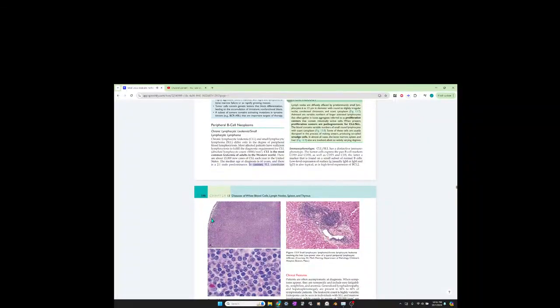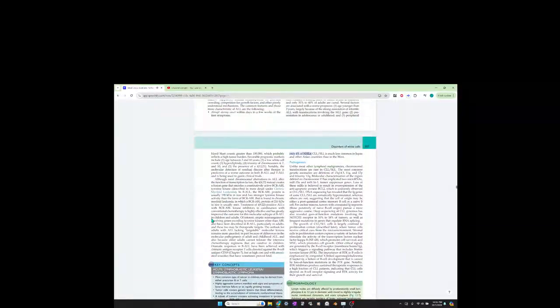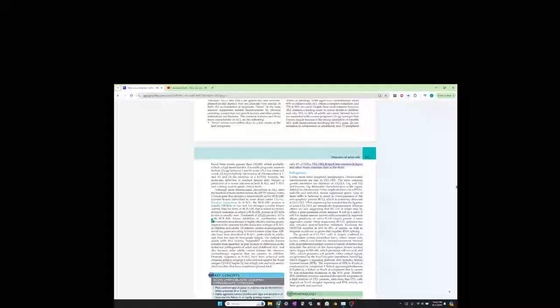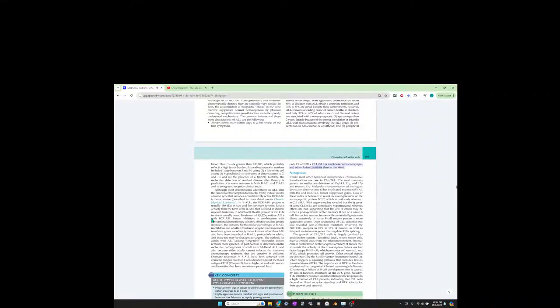In contrast, SLL constitutes only of NHLs. CLL, SLL is much less common in Japan and other Asian countries than in the West. Pathogenesis. Unlike most other lymphoid malignancies, chromosomal translocations are rare in CLL, SLL.